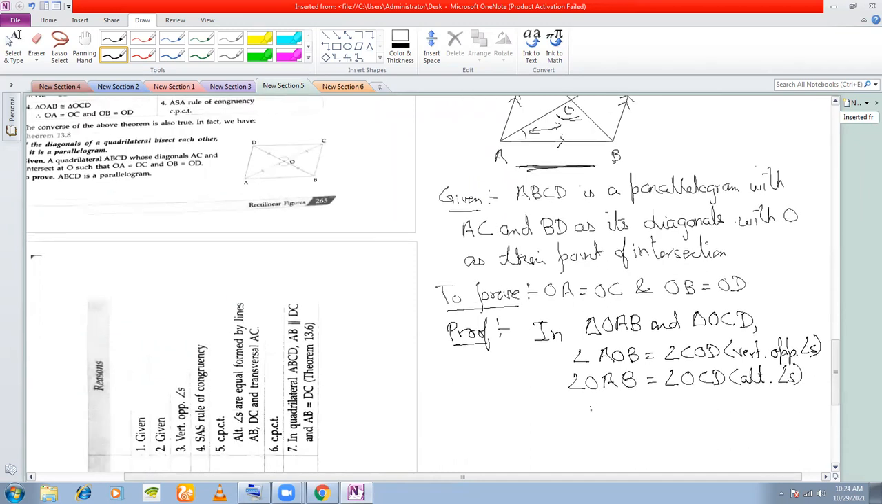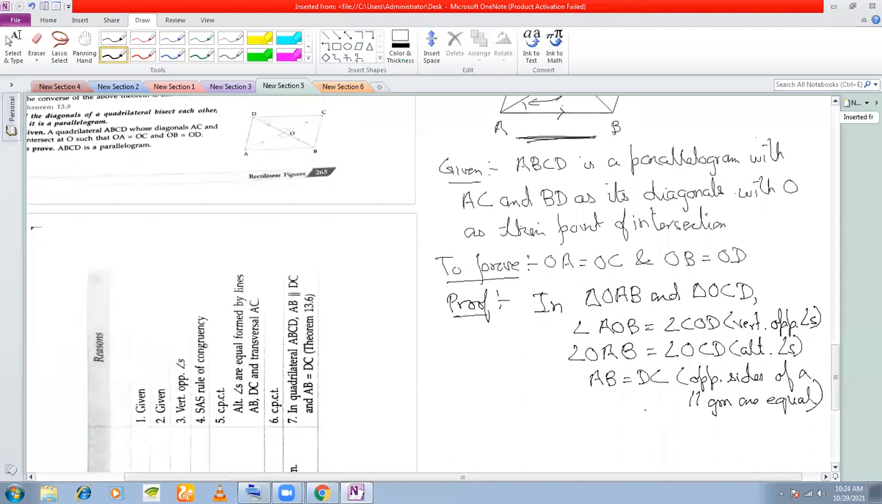Okay, AB is equal to DC, because opposite sides of a parallelogram are equal. We have already proven this theorem earlier, that the opposite sides of a parallelogram are equal. That is what we are using here. When we say AB is equal to DC, we're actually using a theorem here. Okay, one theorem to prove the other. So triangle OAB is congruent to triangle OCD, and the axiom that we have used here is the angle side axiom.